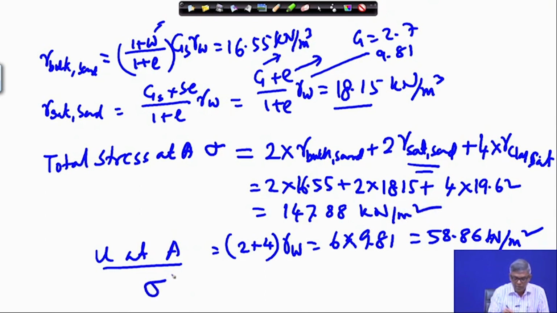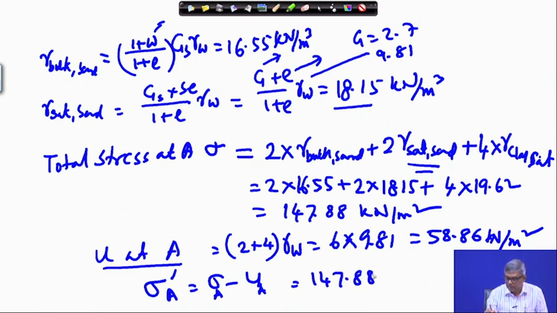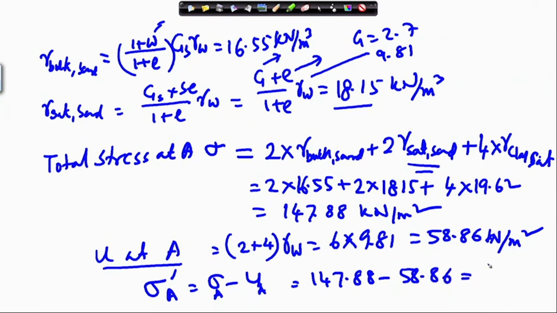So, sigma dash A will be sigma A minus U A. So, that will become 147.88 minus 58.86, which becomes 89.02 kilonewton per meter square. So, this is the first question asked, that is what is the effective stress at point A because of the given condition.